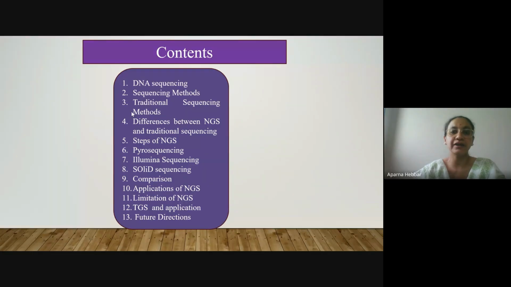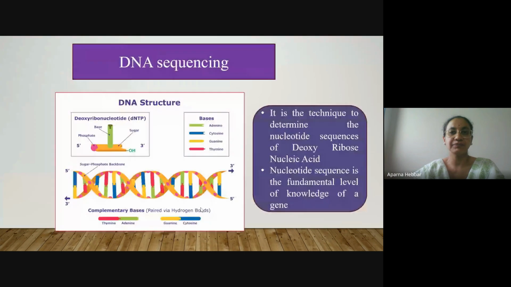Traditional sequencing and NGS, then the steps involved in NGS, then pyrosequencing. These are the types of NGS, that's next generation sequencing: Illumina sequencing, SOLiD sequencing, then comparisons of all these NGS types, then application and limitations of these techniques, then how we can overcome them through TGS, that is third generation sequencing, and its application as well as the limitations, then future prospects of these sequencing techniques.